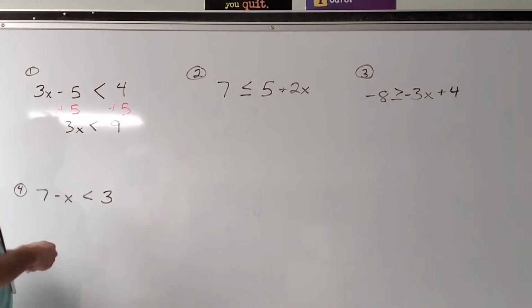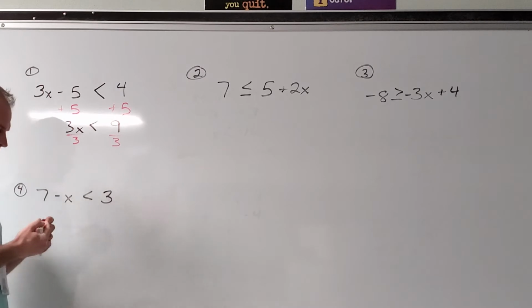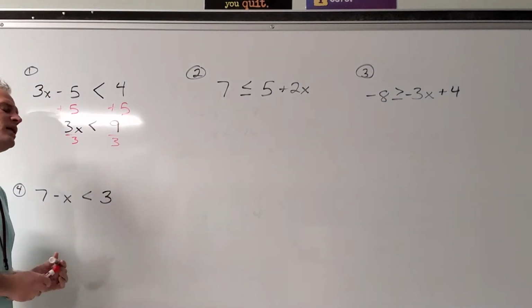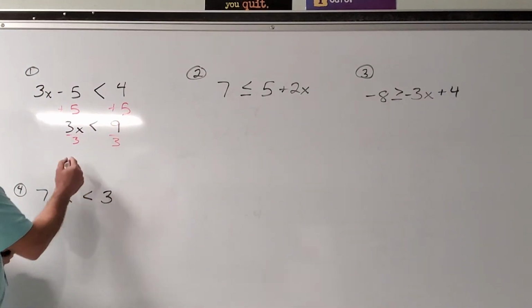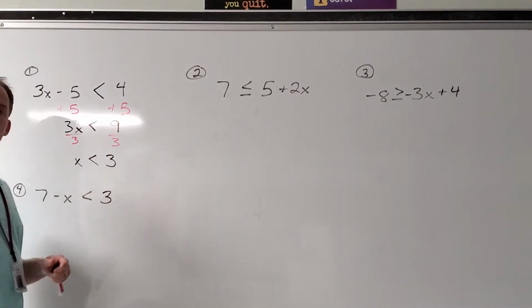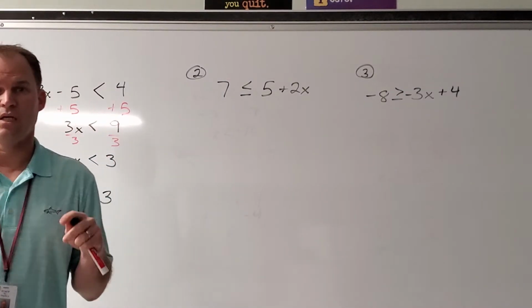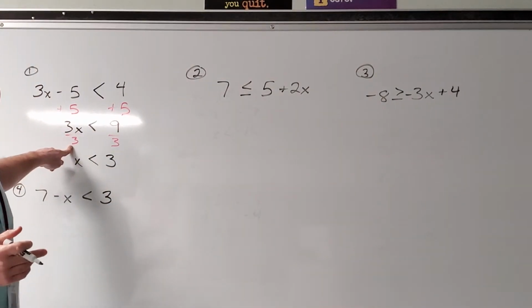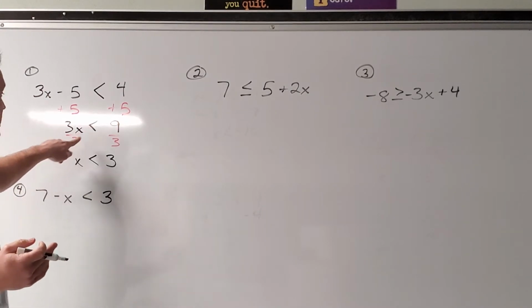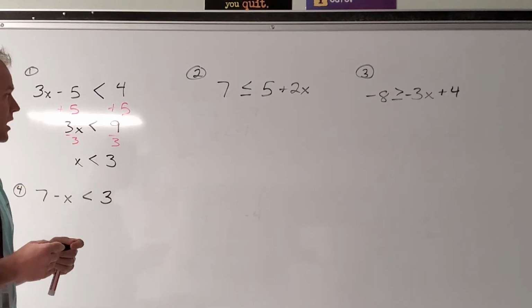So we gotta get x by itself. Divide by 3, divide by 3. Now, if you remember back to last week, division and multiplication was a big deal. Remember the rule, if you multiply or divide by a negative number, you change the inequality. Did we multiply or divide by a negative number? No, divided by positive 3. So I don't have to mess with the inequality here. All right, so we're done.